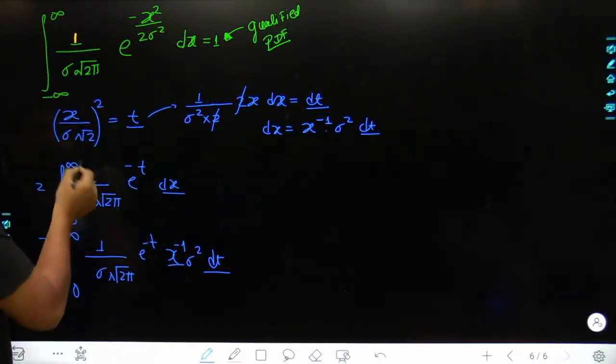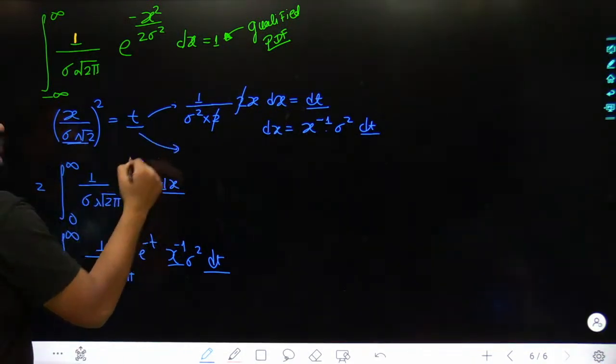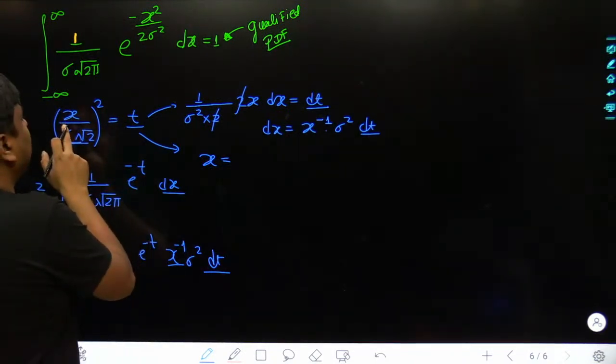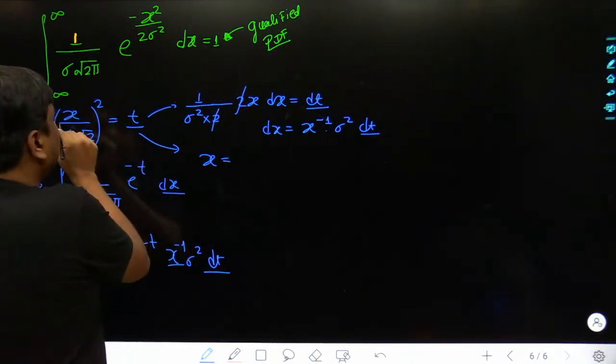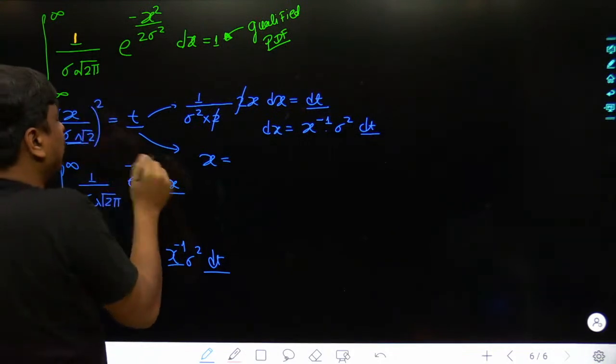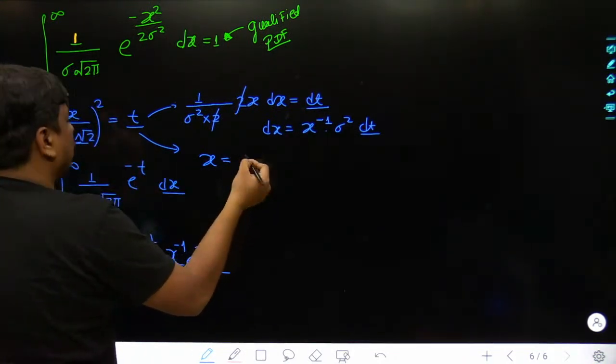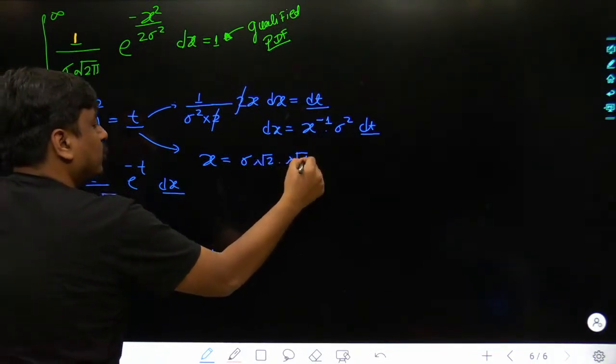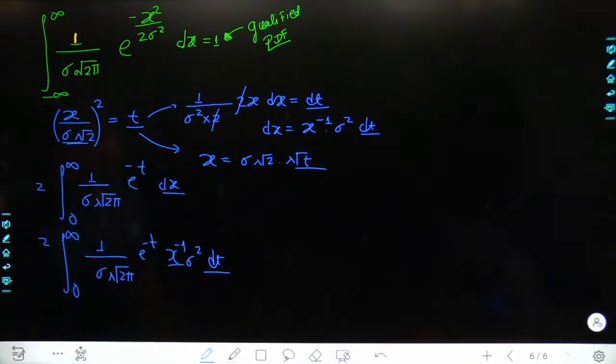Still the x has to be framed in the form of t. So how can x be framed in the form of t? My dear friends, you yourself would be able to understand. x equals, in the form of t I am saying, the root can go towards the right-hand side, it would become root t, and here it becomes sigma root 2 into root t, and you will take its inverse now.